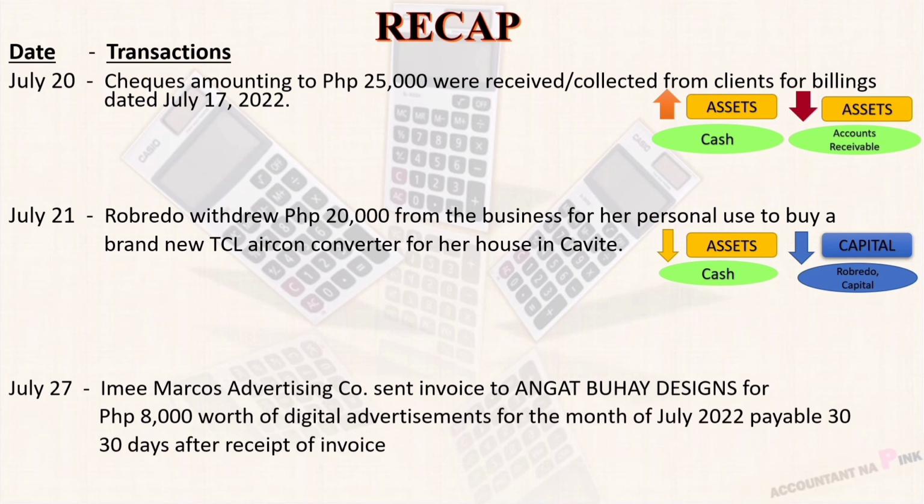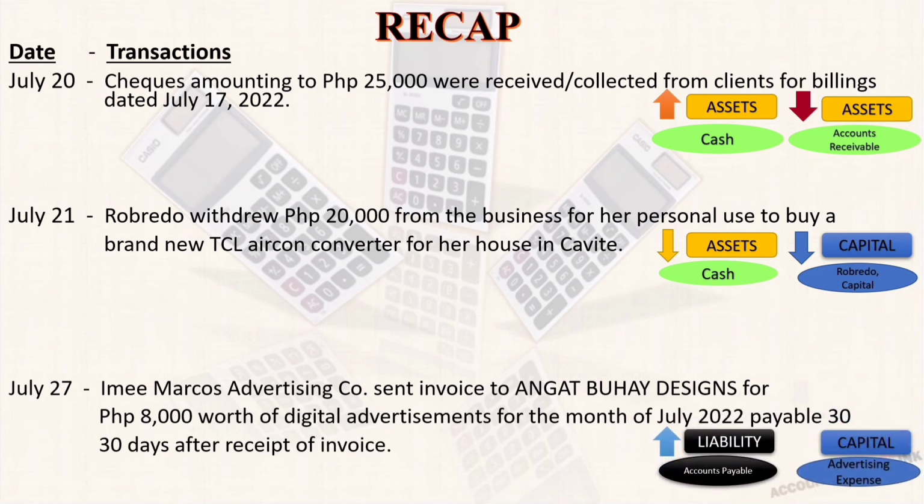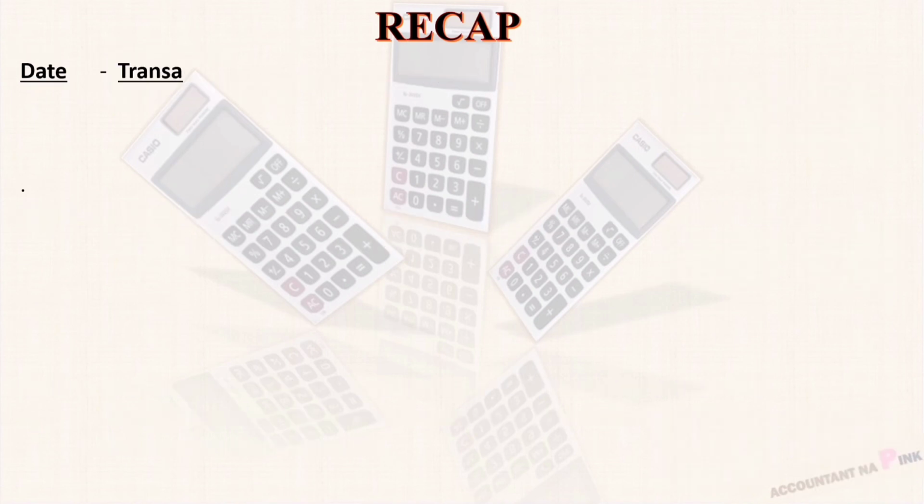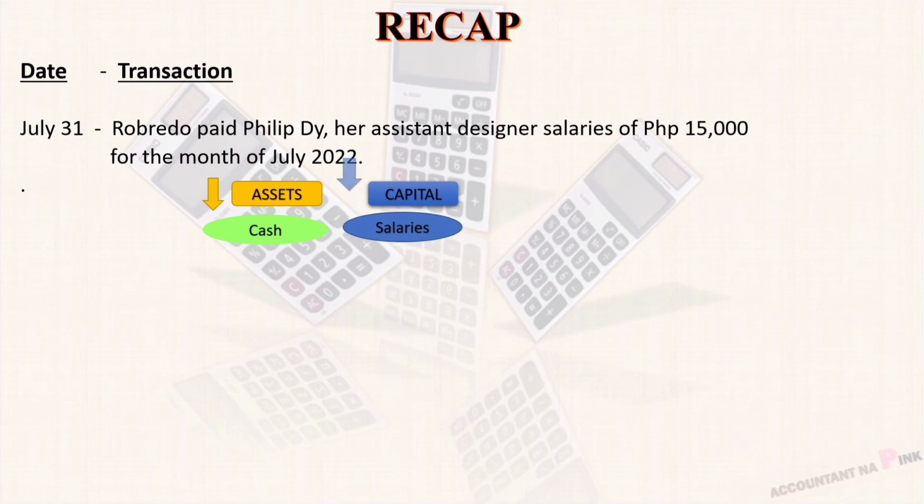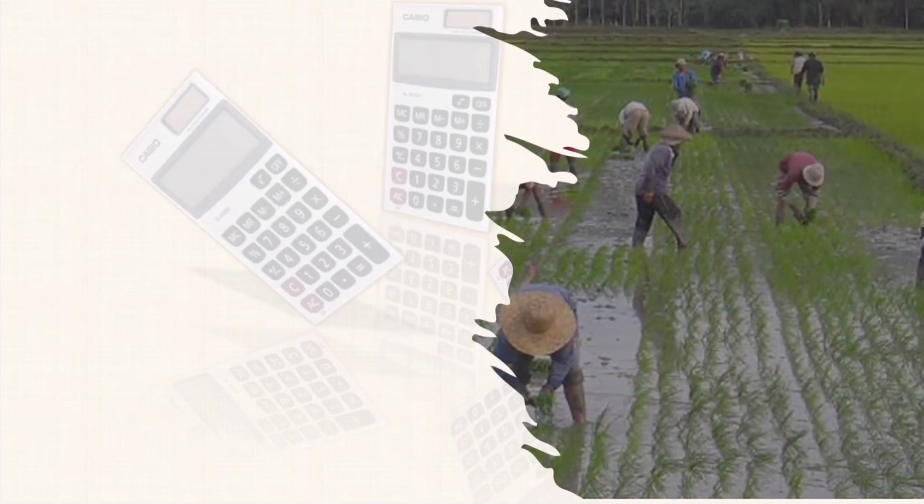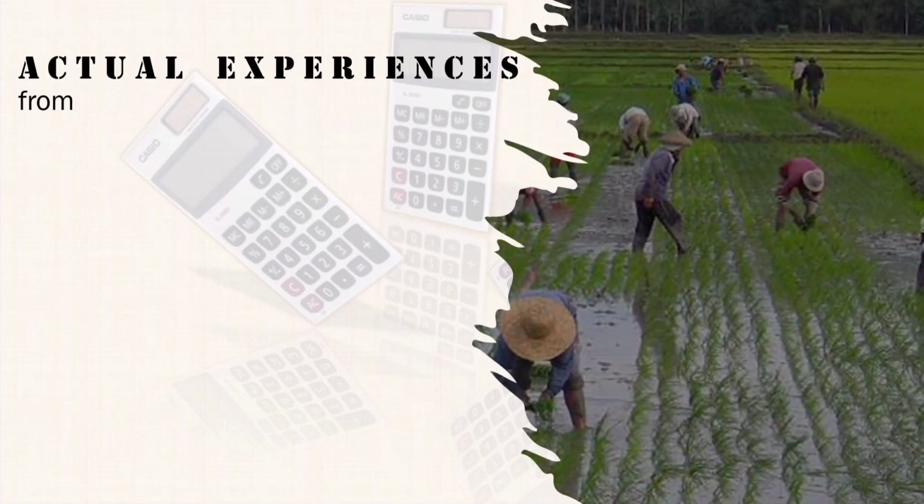July 27, Amy Marcos Advertising sent invoice. So there's an advertising expense. But there's no payment, so there's a liability account that will be created. And this advertising expense will also cause the capital to decrease. Then the final transaction is the payment of the salaries of the assistant designer, which is called salaries expense.